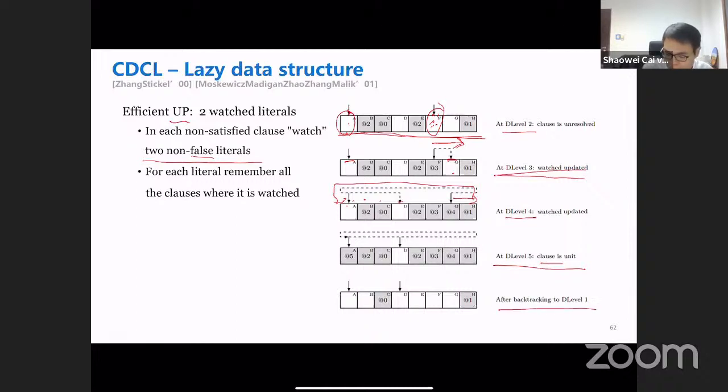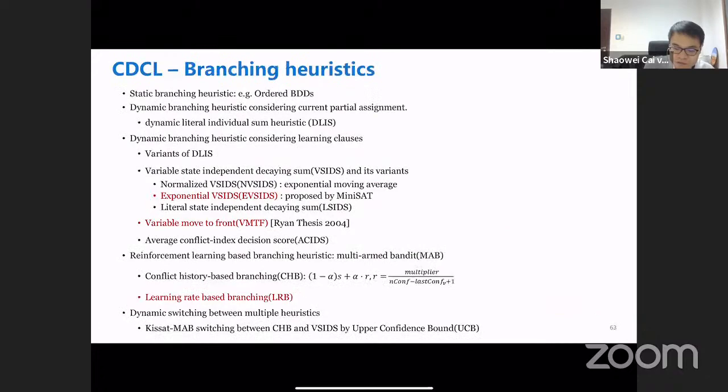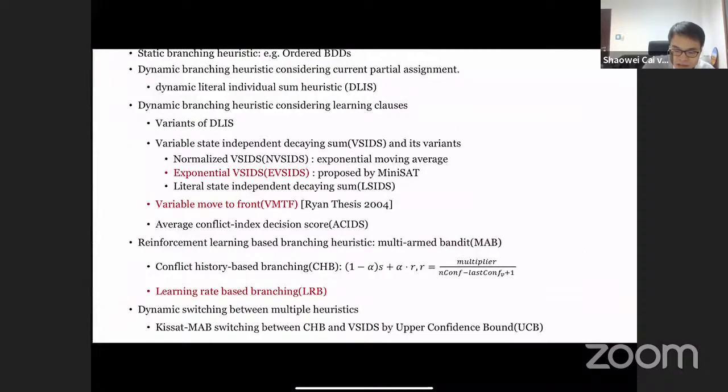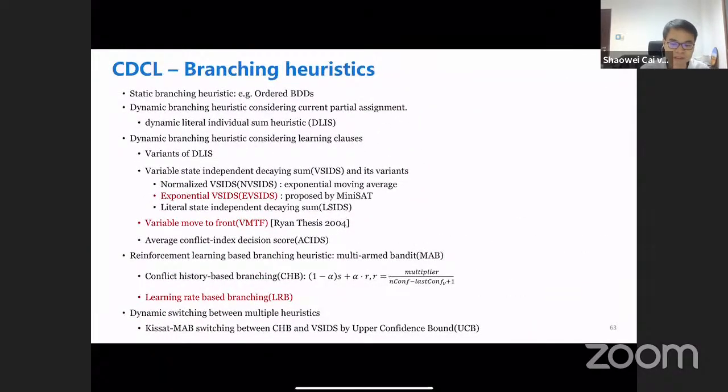And after we backtrack to some higher level, the two pointers do not need to be modified. So this is a very efficient procedure. At the time of its publication, this showed a 10 times speedup for the CDCL solver. So it's very important.